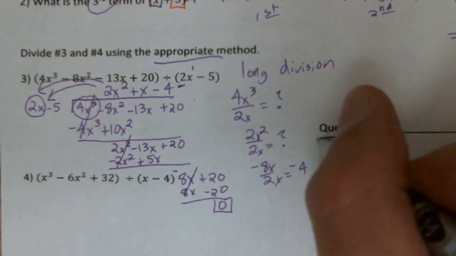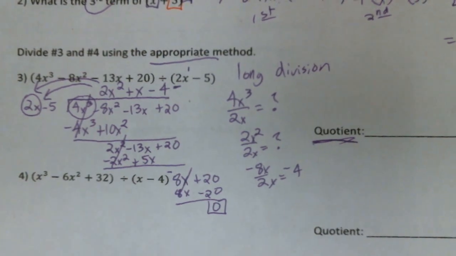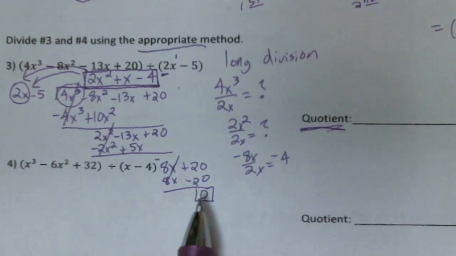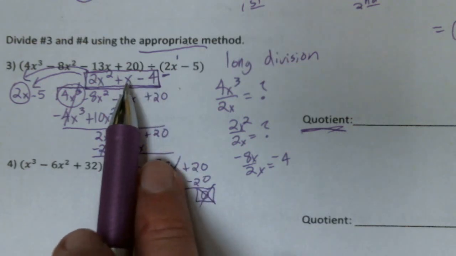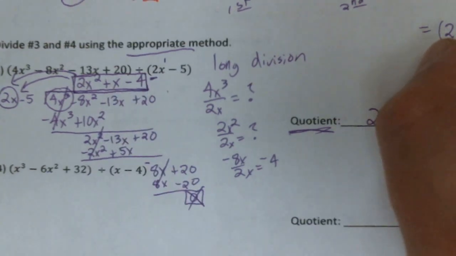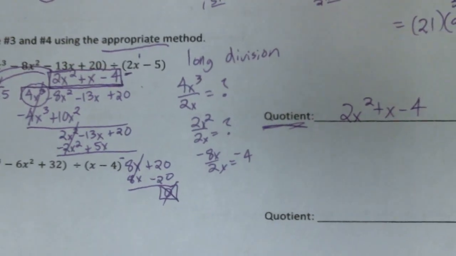But notice what they're asking for, guys. They're not asking for you to evaluate or what is the answer. They only want the quotient. This guy up here that I put a box around, that is my quotient. So when they ask for the quotient, they don't care about the remainder. In this case, it doesn't matter because my remainder is 0. But let's say this gave us a remainder of 5. The quotient would still be that guy, 2x squared plus x minus 4. That is my quotient.